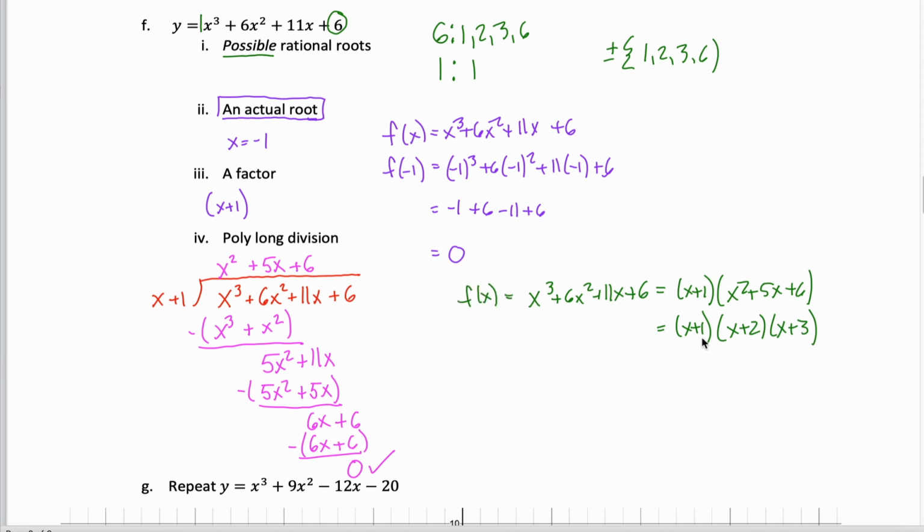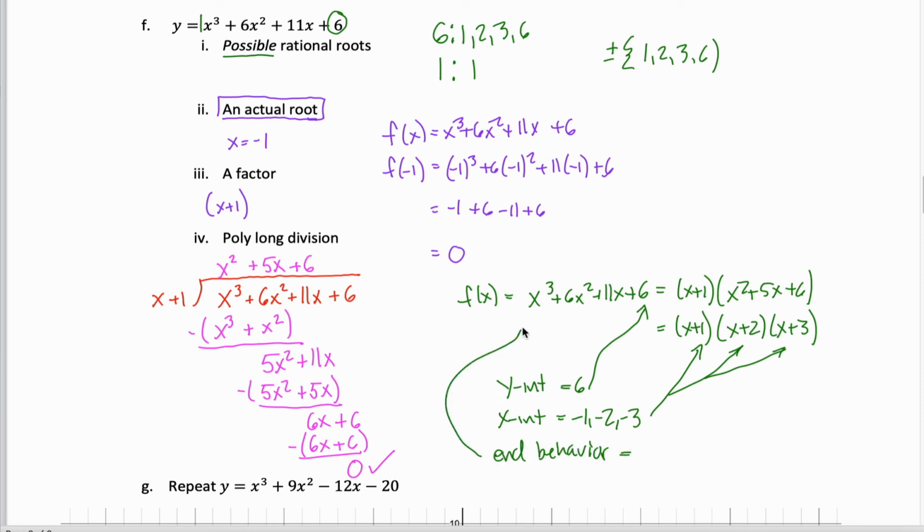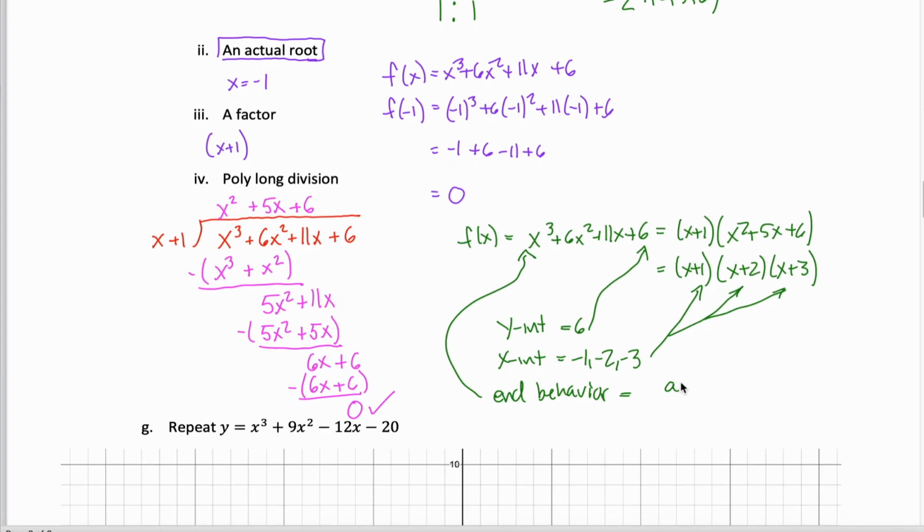Now that we've got the unfactored form and the factored form, it's really easy to figure out things like the y-intercept, which would be 6 for this 6, the x-intercepts, aka roots, which would be -1, -2, and -3, coming from these three different factors right here, the end behavior, which is completely determined by our leading term, so positive 1x cubed, that tells me that as we go to the left, the graph goes down, and as we go to the right, the graph goes up. With these pieces of information, I could sketch the graph, and I'd be done with the problem.